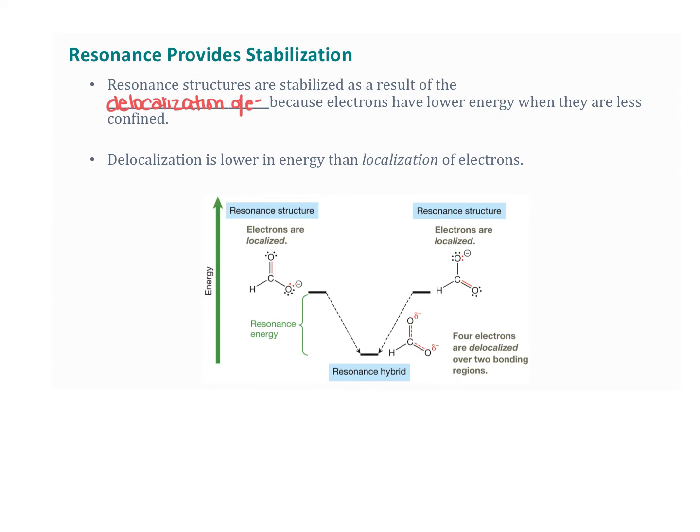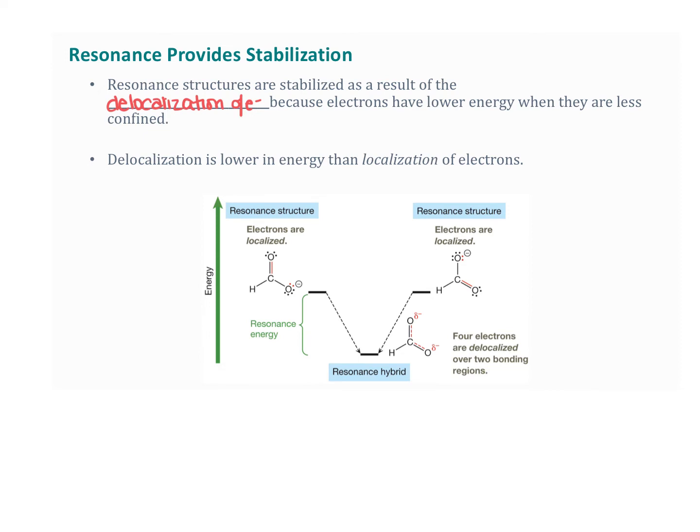And so every so often in here, you're going to see some energy diagrams where energy increases this way. And I want you to notice we've got a resonance structure here that is showing localized electrons and a resonance structure here that is showing localized electrons. But in reality, the resonance hybrid is going to have less energy because we have electrons that are delocalized over several bonding regions, right? So delocalization results in lower energy and greater stability of a complex.